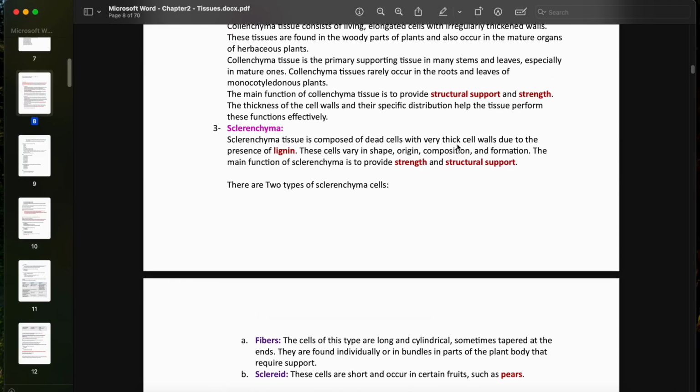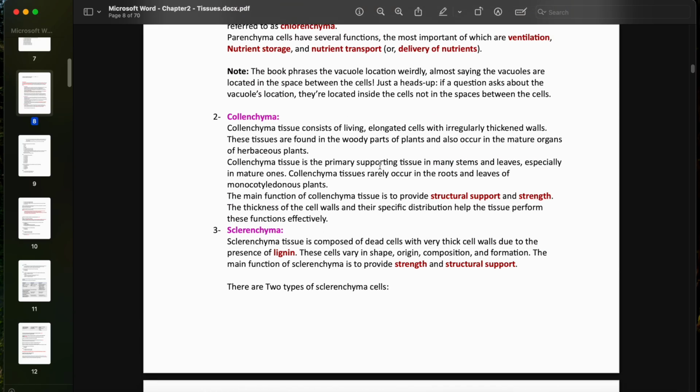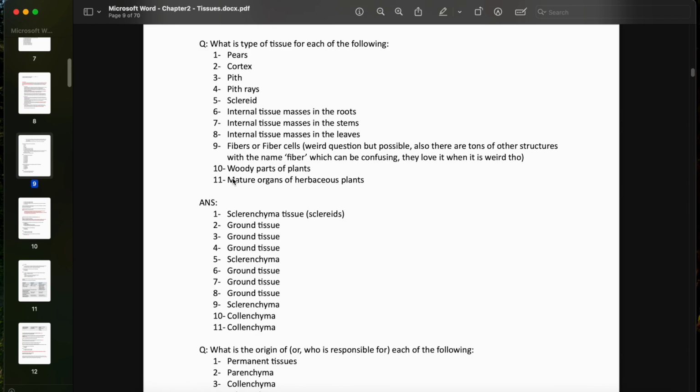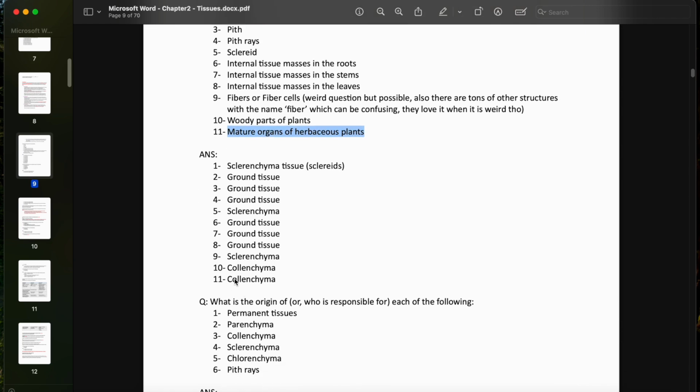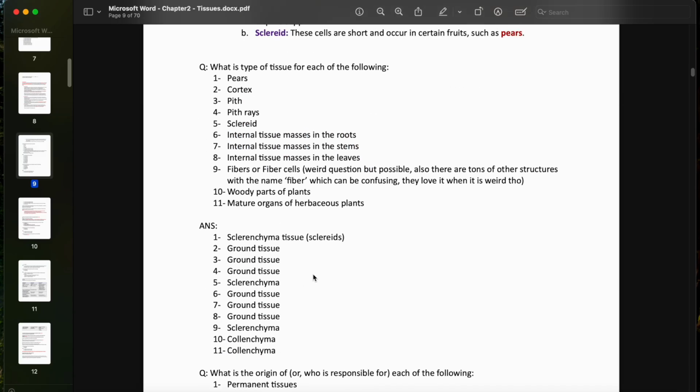We said that collenchyma cells are found in woody parts of plants and the mature organs of the herbaceous plants. And of course, the mature organs of herbaceous plants, the type of tissue here being what? Collenchyma. Make sure to repeat these questions, play with them, maybe read them randomly, not necessarily in this order, like just quiz yourself.